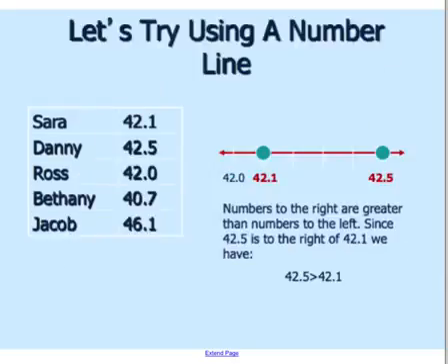You could also use a number line when comparing decimals. Again, I have Sarah, Danny, Ross, Bethany, and Jacob's scores. Numbers to the right are greater than numbers to the left. We know that by looking at a number line. Since 42.5 is to the right of 42.1, we have 42 5/10, which is greater than 42 1/10. I'd also like you to write Sarah, Danny, Ross, Bethany, and Jacob's scores down in your composition journal. Again, smallest to greatest, but place them on a number line. We'll check back in a moment.